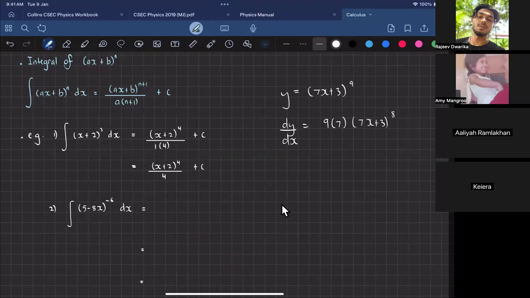Look at what we're doing. We're adding 1 to the power, we're dividing by the 7, multiply by the new power. Over here, we multiply by the power, then minus 1 from the power. Over here, we add 1 to the power, and then we divide. It's just the opposite. So we're just doing the opposite.